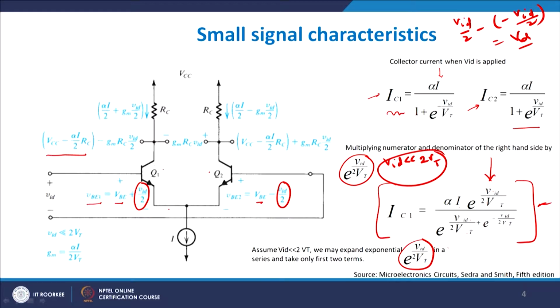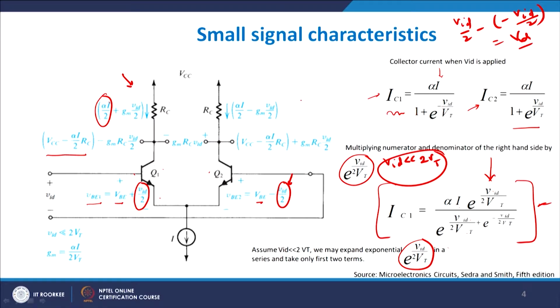The reason is that the total current flowing through RC on the left hand side will be nothing but alpha I by 2, which is the DC bias, as we have already discussed earlier, plus GM multiplied by VID by 2, because VID by 2 is the approximate voltage visible between base and emitter. You multiply that with GM and you get the current. On the right hand side you get minus VID by 2, so I get minus GM into VID by 2.